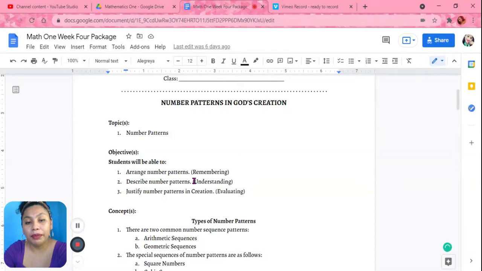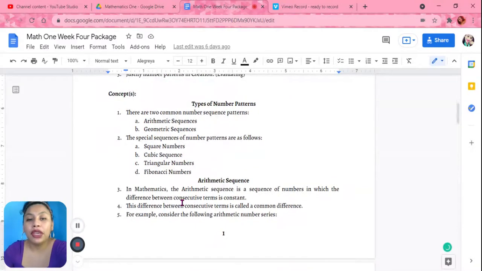You want to arrange number patterns, describe number patterns, and justify number patterns in creation. So basically, everything that we're doing is about number patterns. Now here we have the basic information on the different types of patterns. This is important because in one of our activities we have to use these.